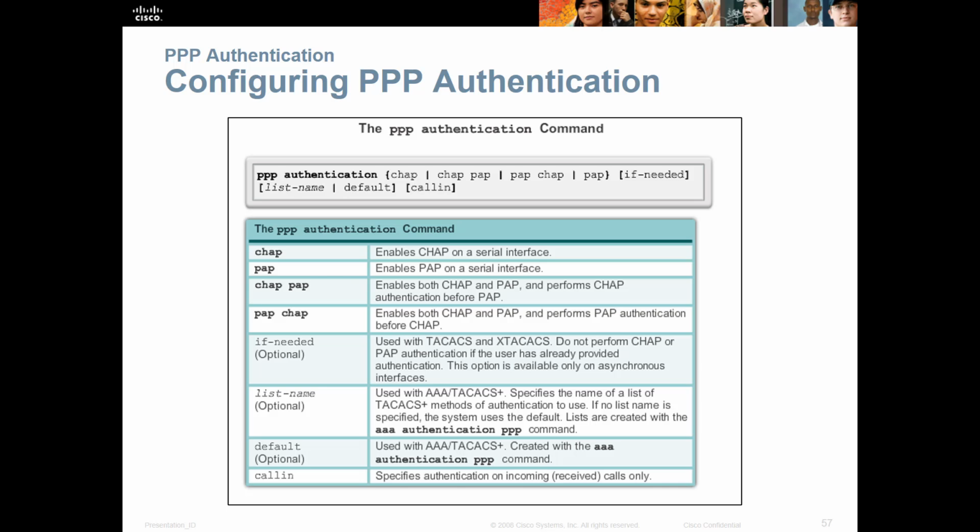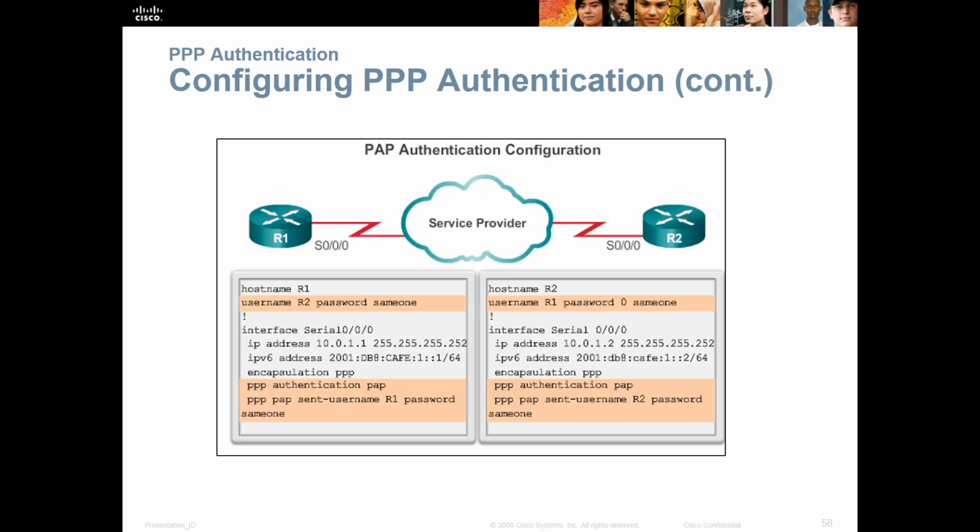How do we set up the authentication? It will be PPP authentication, followed by the appropriate authentication type, and whether it will use one or both. Don't forget that since we're using PAP, it will be sending a username and password. Same thing with CHAP. So PPP authentication PAP, PPP PAP sent-username R1 and password. And then the destination would have to have the same appropriate password.